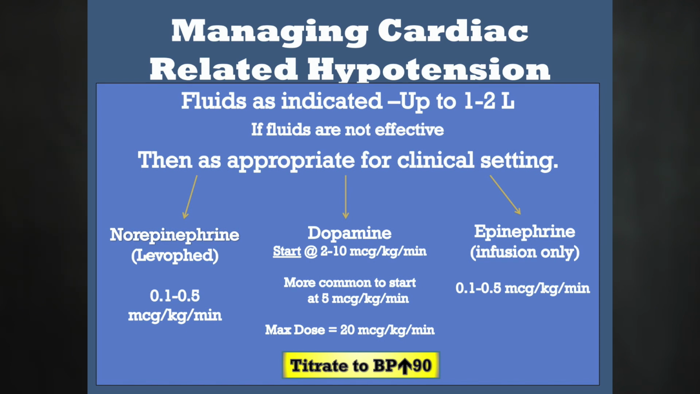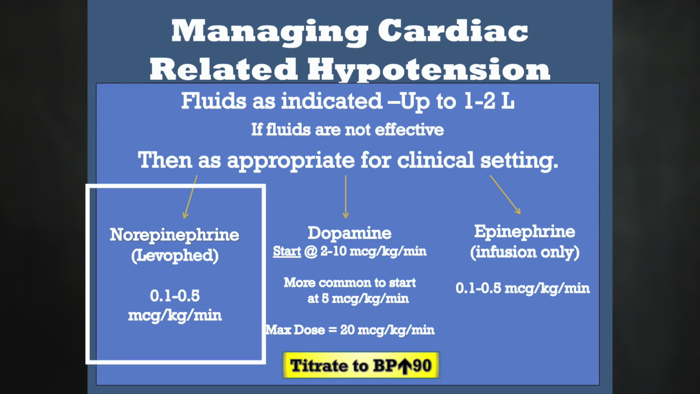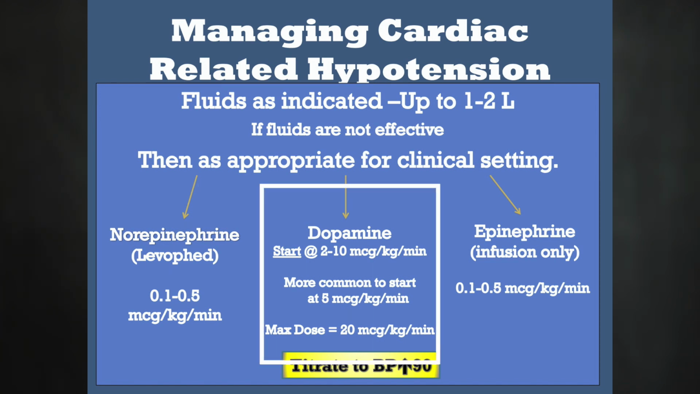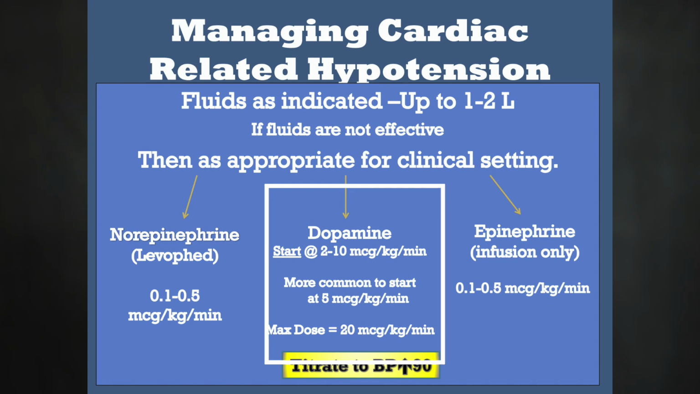If the fluids are not appropriate for that patient because of congestive heart failure or pulmonary congestion, or if you've tried fluids and the blood pressure will not come up to greater than 90 systolic, we may need to use a vasopressor or an inotrope or a combination. So the common ones that we see used now are norepinephrine, which is sometimes called Levophed, dopamine, not used as much now, or an infusion of epinephrine.